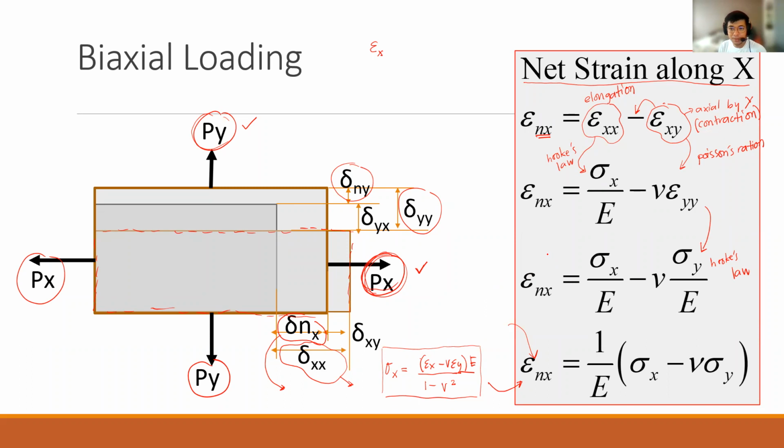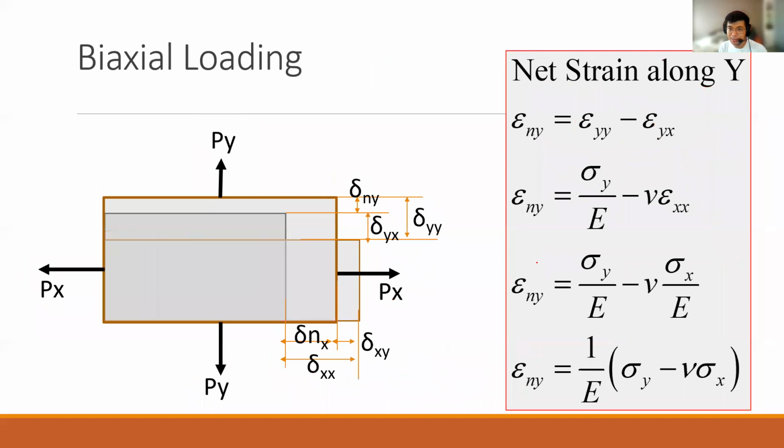Okay, so let's try to get now the net strain along the y-axis. So this is the y-axis. So the net in the y-axis is the difference between the total strain in y minus the strain in the y and x axis. So again, total strain in y, meaning this one is caused by the axial loading of y. This one is caused by the axial loading of x. That's why it's epsilon sub yx, meaning the strain is happening because of the load in the x-axis.